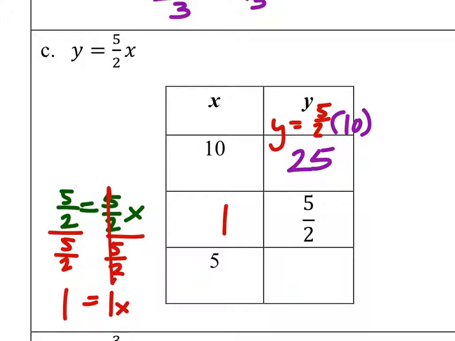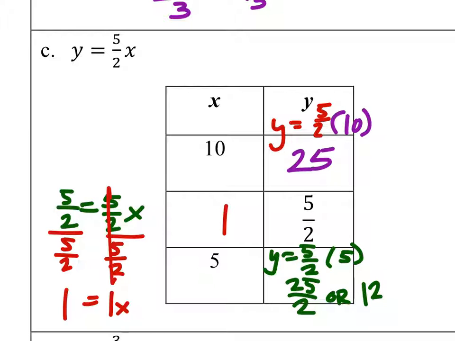And then the final one, where x is 5. So y equals 5 halves times the x, which in this case is 5. So I'd get 25 halves. Or, some of you guys like the decimal, 12.5.